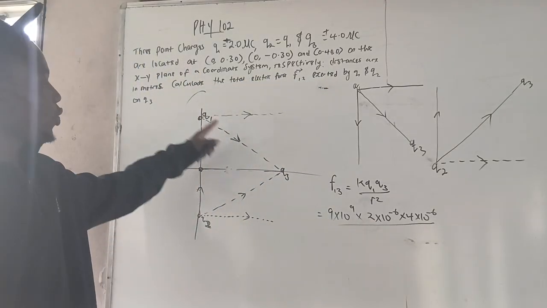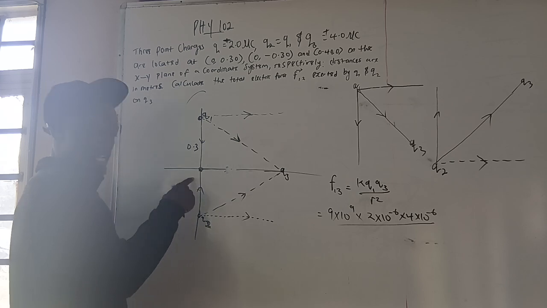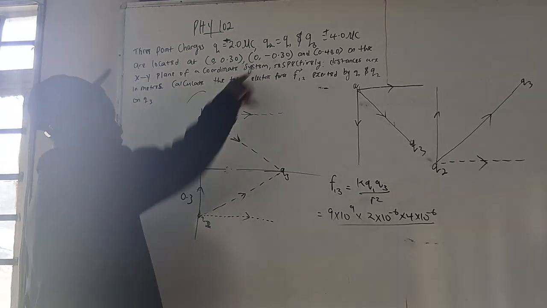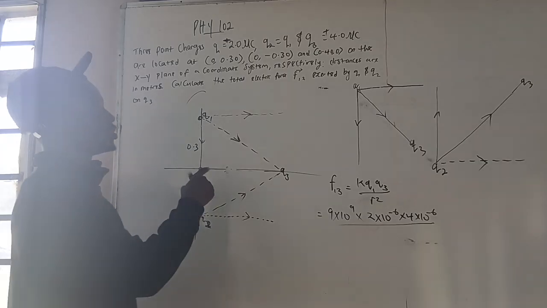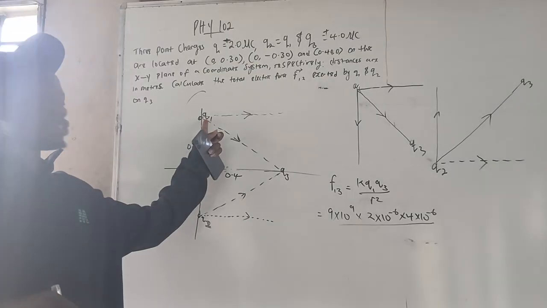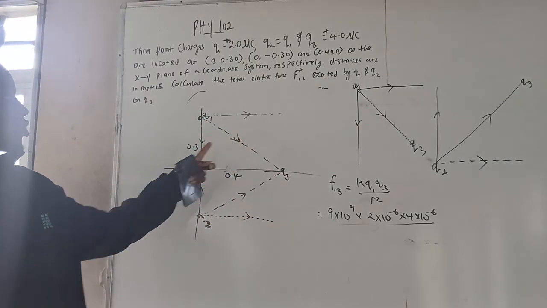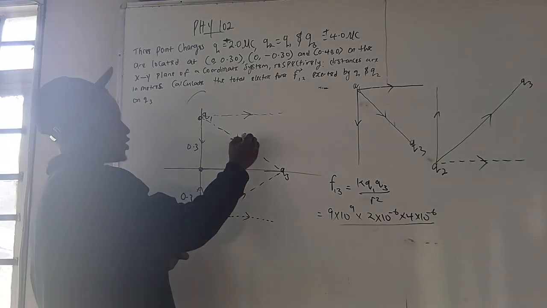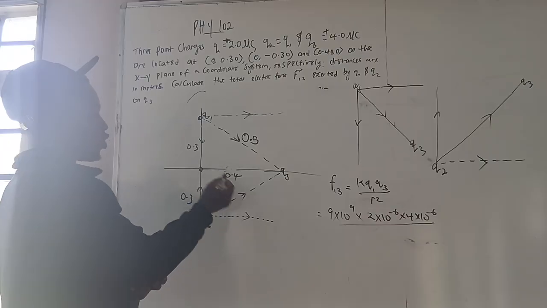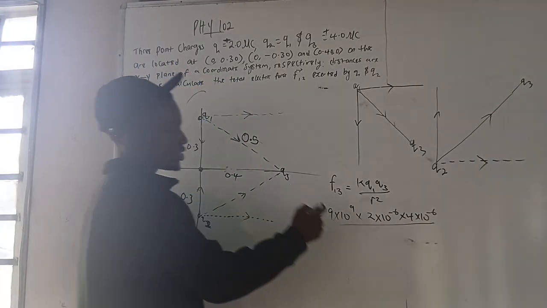What's the distance between Q1 and Q3? Don't forget this 0.3. This negative 0.3 is still 0.3. We already placed it on the negative axis, so you don't need to put the minus. This side is already negative. So what is this x? 0.4. But we need the distance between Q1 and Q3. If you use Pythagoras, hypotenuse squared is equal to opposite squared plus adjacent squared. See this triangle, 0.4, 0.3, this will be 0.5. So 0.5 squared. The distance between Q1 and Q3 is 0.5.